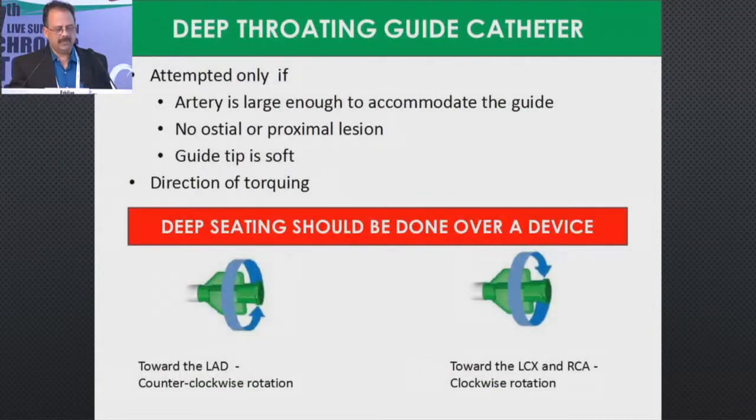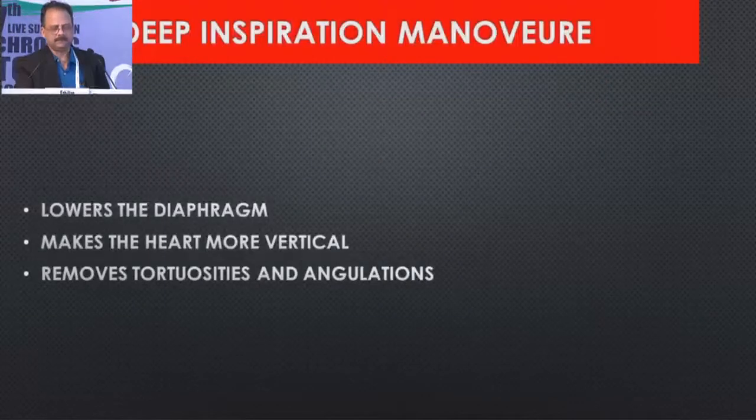So active support and passive support are the two ways by which a guiding catheter can improve the support. How do you do deep throating? It is attempted only if the artery is large enough to accommodate the guide, there is no ostial or proximal lesion, and the guide tip is soft. Deep seating should be done over a device, either a wire or a balloon, not with the catheter alone. The direction of torquing for the LAD is counterclockwise. For the LCX and RCA, it is clockwise rotation.